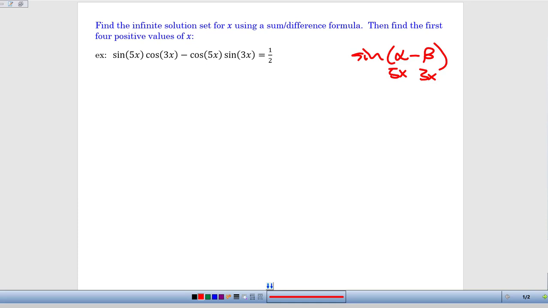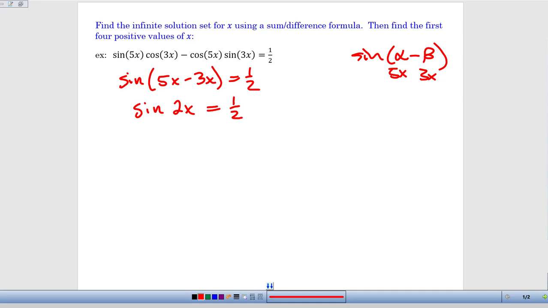So here we can work backwards on this example and combine that string of sines and cosines into a single sine of 5x minus 3x. And then we still equal 1/2 on the other side. And so now we can rewrite this as sine of 2x equals 1/2. And now we have an equation that we can solve using our techniques from our solving trigonometric equations section.